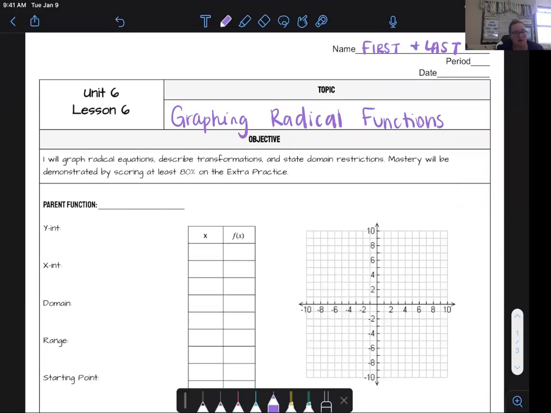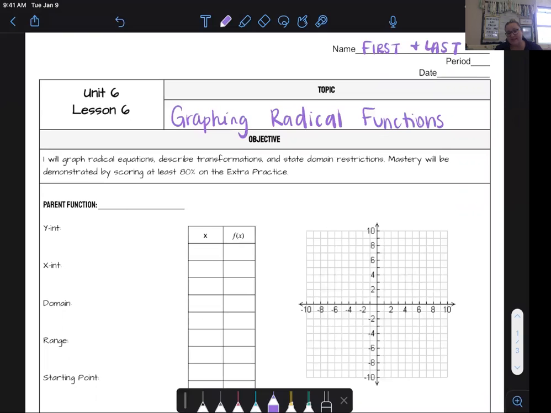Today's lesson is all about Unit 6, Lesson 6. This is actually the last lesson of this entire unit, so good job working your way through Unit 6. Today we're going to be graphing radical functions and talking about how to find the domain and range of a radical function, how to graph it, all that good stuff.